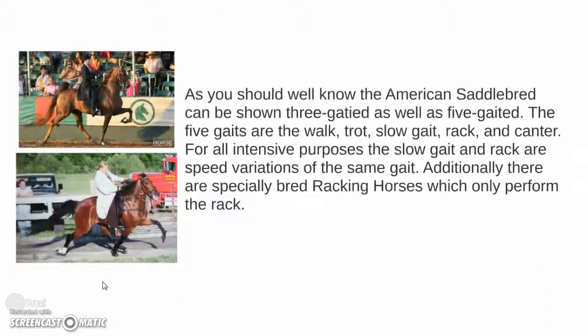All right, so as you should well know, the American Saddlebred can be shown three-gaited: walk, trot, and canter, as well as five-gaited. The five gaits are walk, trot, slow gait, rack, and canter in that order. For all intents and purposes, the slow gait and rack are speed variations of the same gait. Additionally, there are specially bred racking horses which only perform the rack.